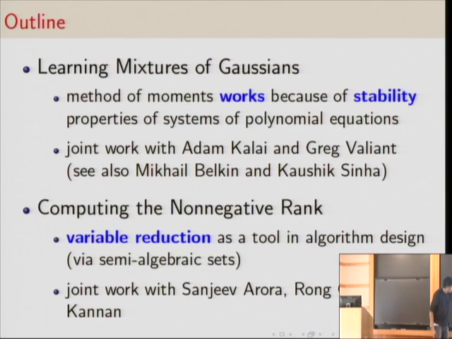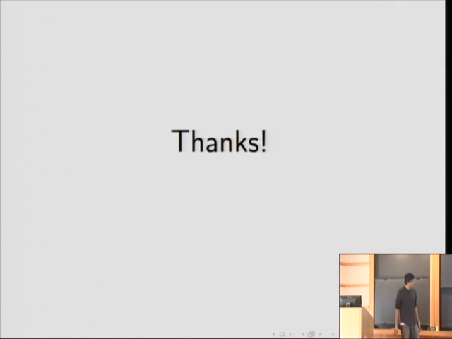The take-home message that I wanted you to get out of this last part of the talk was that variable reduction can be used as an algorithmic tool. You can try to get better algorithms, even near optimal algorithms, just by asking, can I reduce the number of variables to something much smaller? So that's all I had, and all right, thank you.